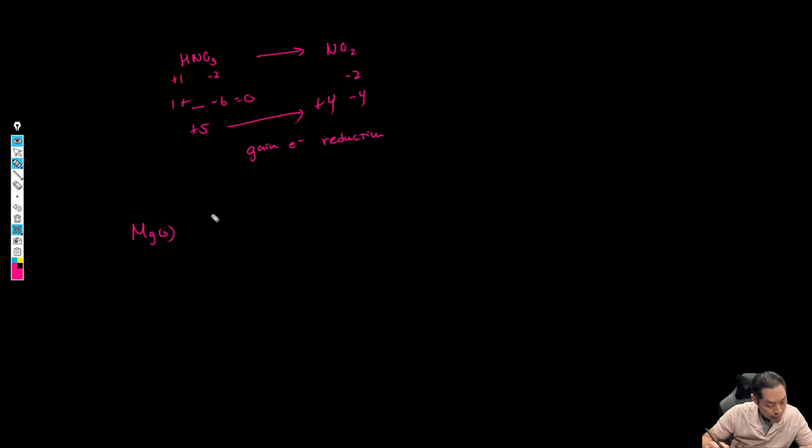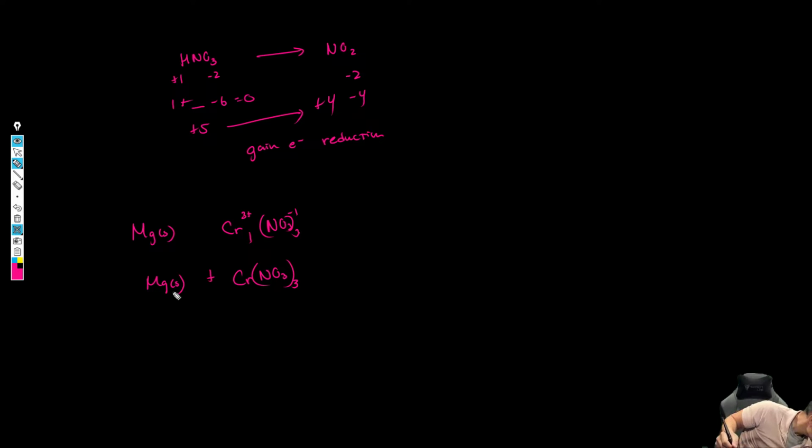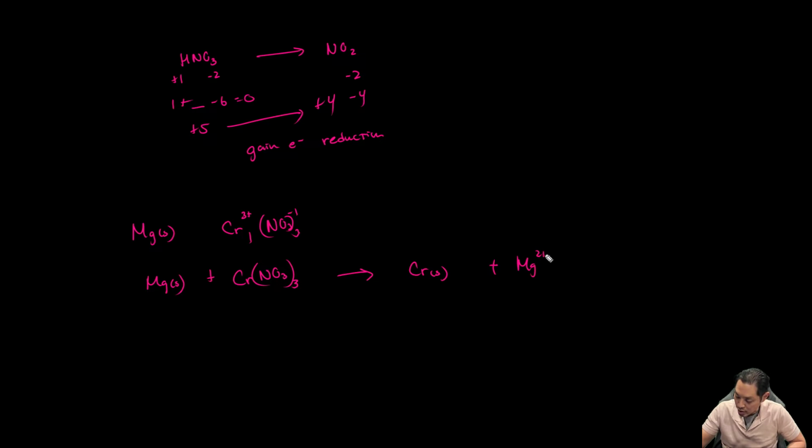Okay. For the next one, you have magnesium metal, which is oxidized when it's placed in chromium(III) nitrate, Cr(NO3)3. So now we have 3 of these, 1 of these. It's going to react with Mg solid. They're going to switch partners, so it's going to be Cr by itself plus Mg2+ and NO3-. So again, drop the 2, 1. So Mg(NO3)2.